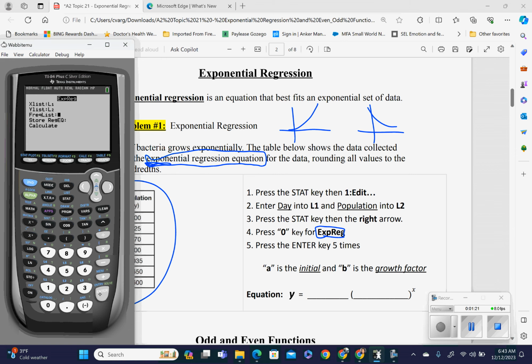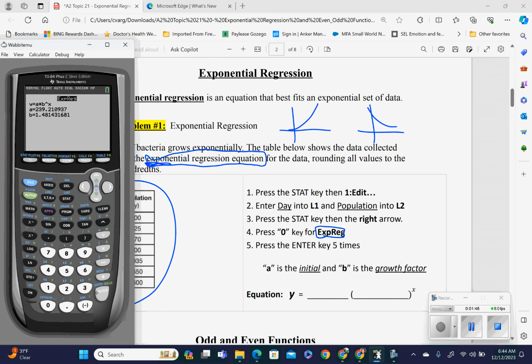If you want it to be put into y equals, you can go here to store reg, and then hit vars. Go to y vars, go over to number 1, hit enter, and now it's going to take it and put it into y equals for you, and then just go ahead and hit calculate when you're ready.